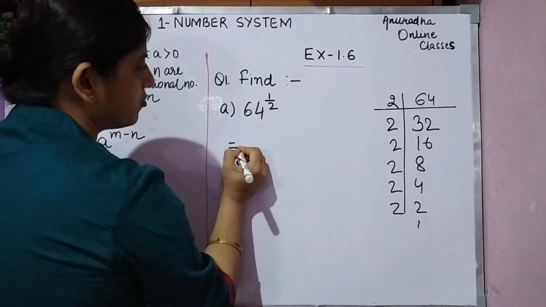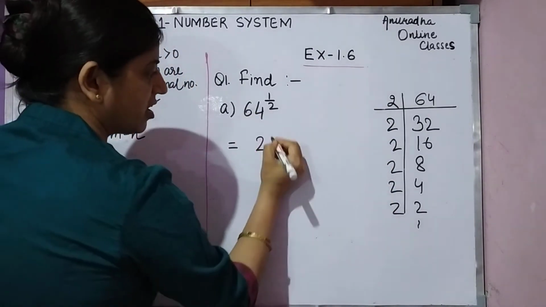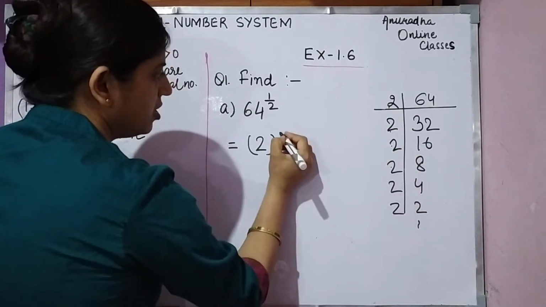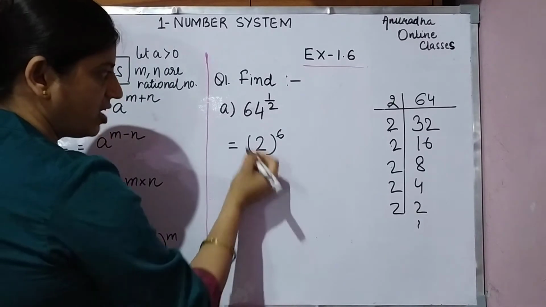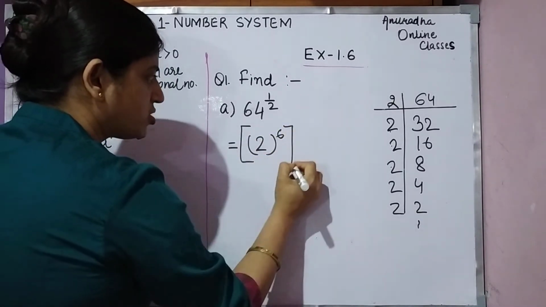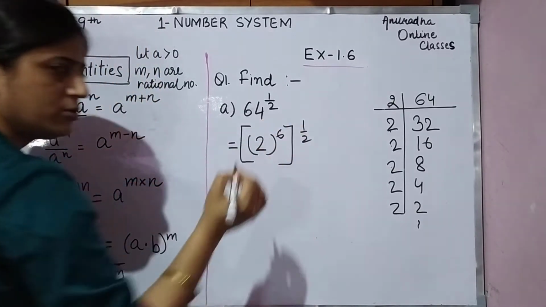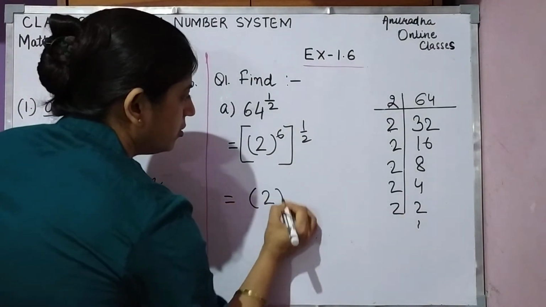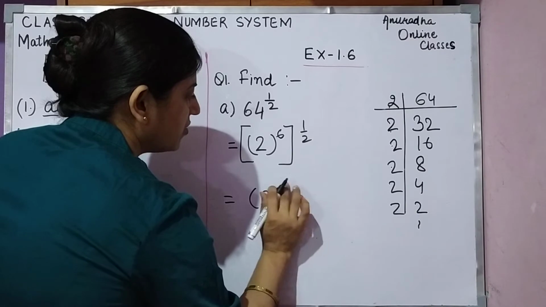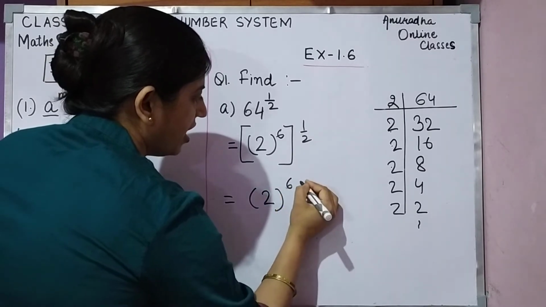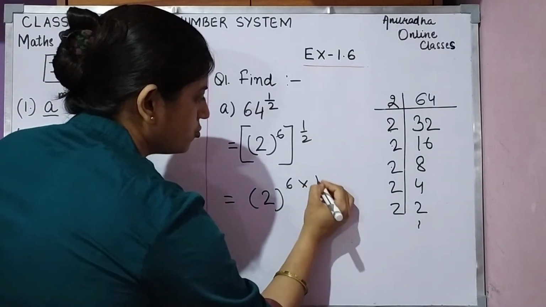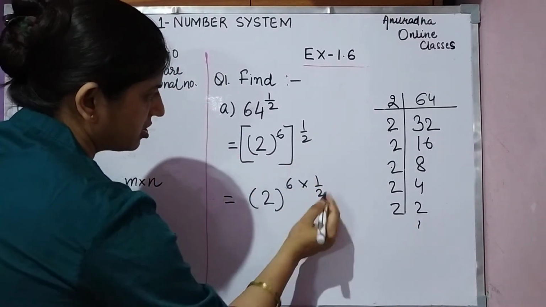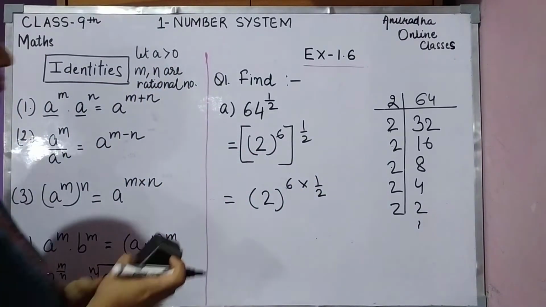We can write what? 64 को हम क्या लिख सकते हैं? हम लोग लिख सकते हैं 2 की power 1, 2, 3, 4, 5, 6. 2 की power 6. Right? And outside is what? 1 by 2. Okay? Now, how you'll do? See, 2 की power कितनी है? 6. And into 1 by 2. Here you have to use which identity? You have to write over here.